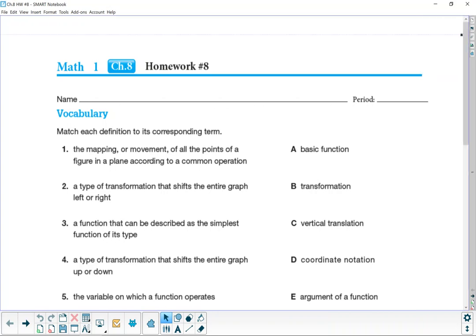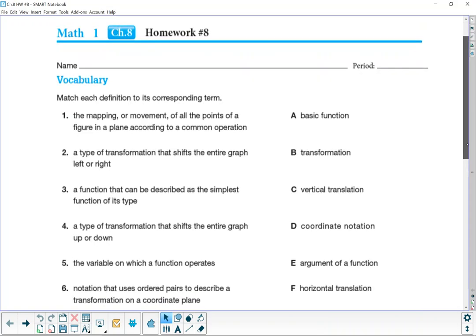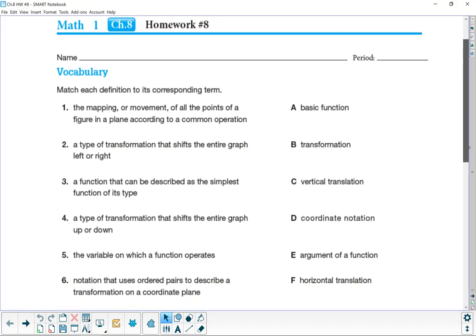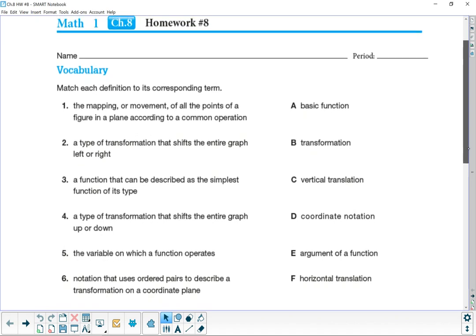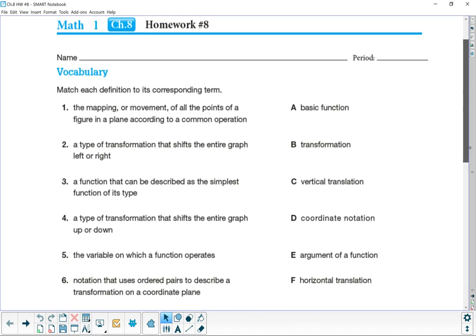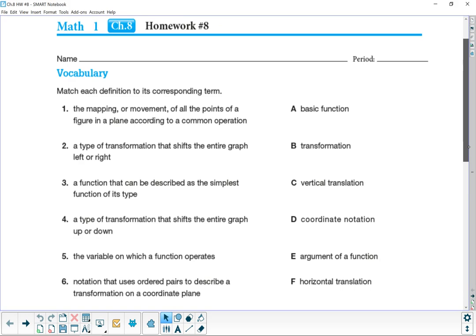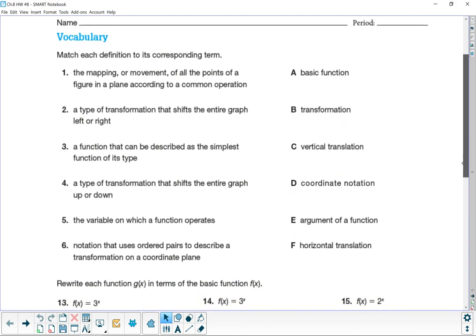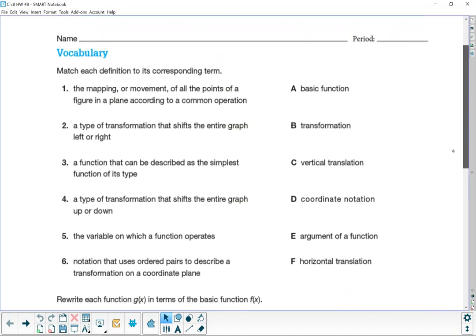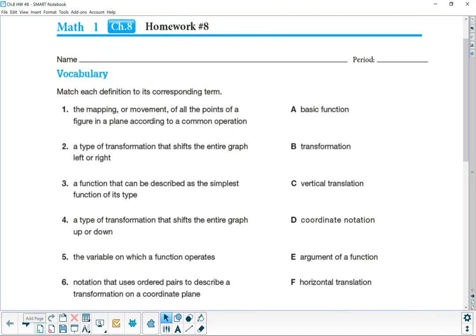All right, so a mapping or movement of all the points of a figure on a plane according to a common operation. So let's look at the different words. Basic function, I don't think that's transformation. Maybe vertical translation, but this one doesn't say if it's in one direction or another, so I don't think it's vertical. Coordinate notation, argument, horizontal translation. You know what? I'm going to go with B on that one. So I'm going to say number one, and I feel like doing some drawings. So one goes to B.